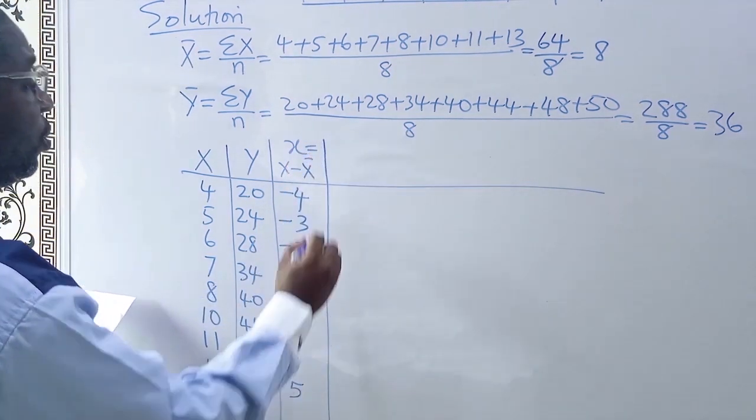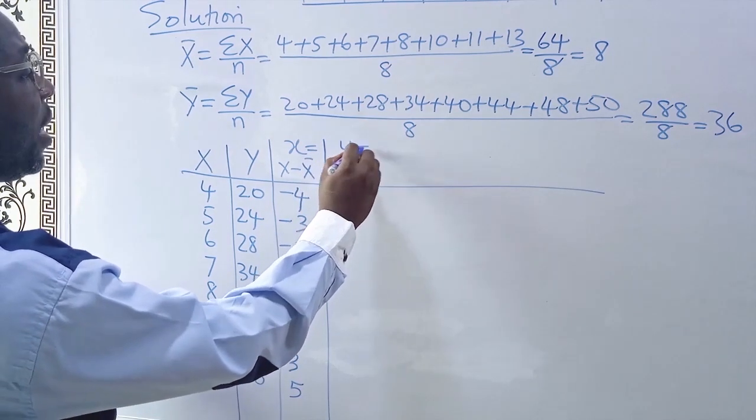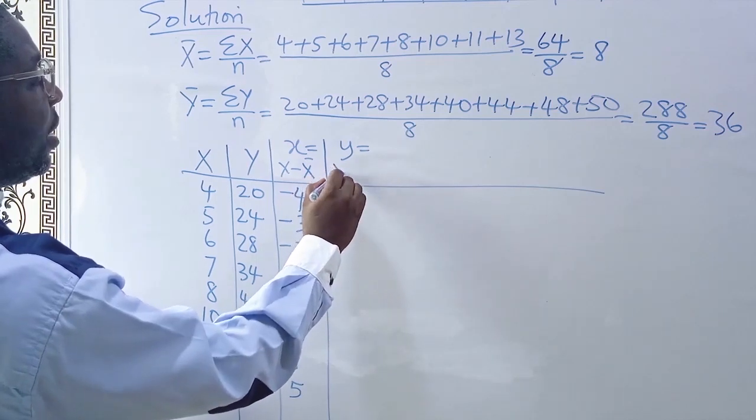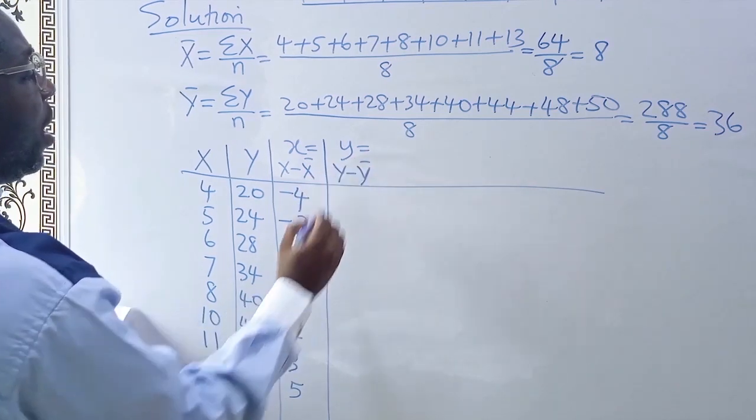We now continue by finding our small y. Y will be x, no, y, beg your pardon, that will be y minus y bar.